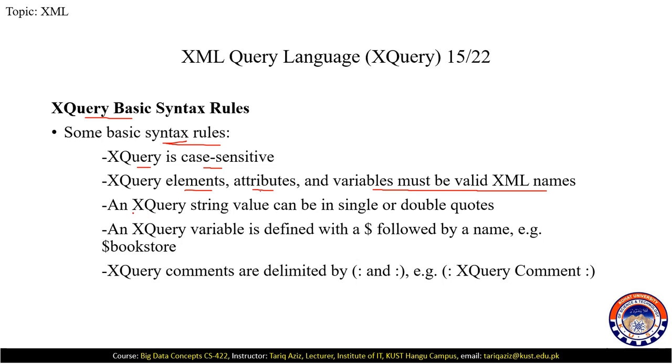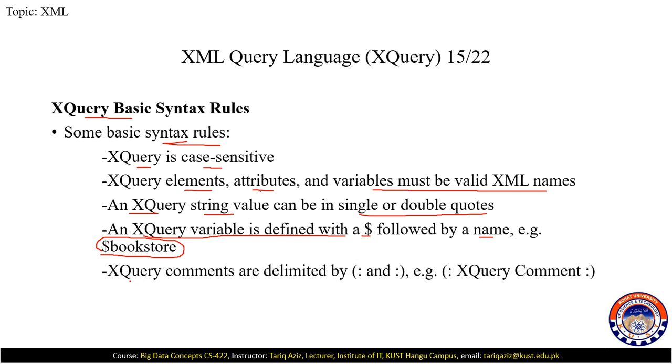The third rule is that an XQuery string value can be in single or double quotes, as we use with other languages. An XQuery variable is defined with a dollar sign followed by a name. So for example, if you want to define an XQuery variable, this is the format. First of all, you write the dollar sign and then the name of the variable. In this case, our variable is bookstore.